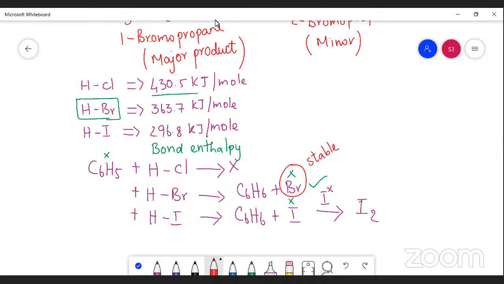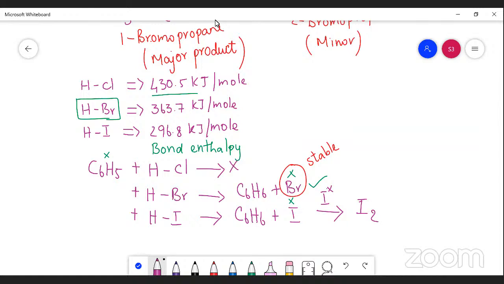So the anti-Markovnikov rule is applicable only with HBr.